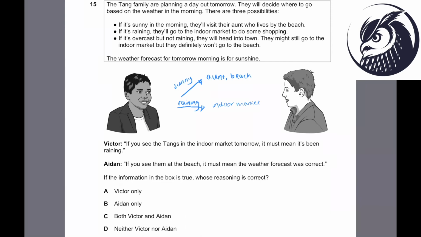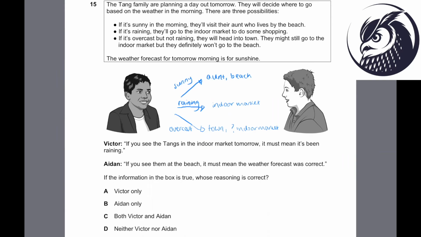And if it's overcast, but not raining, so it's just a gray, dreary day, we know that they'll head into town. They might still go to the indoor market, but they definitely won't go to the beach. So we know they'll head into the town and they may, question mark, go to the indoor market. But definitely not the beach. Okay. All right, so we've already represented the scenario in a flowchart. Let's read through these statements by Victor and Aiden.